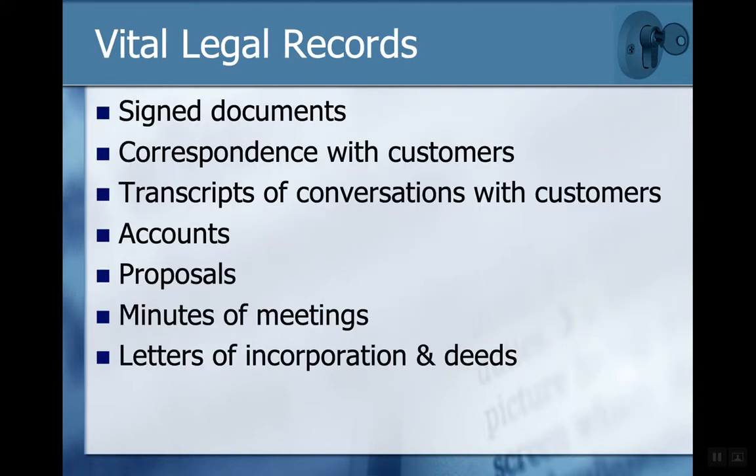There are critical legal records that you'd want to have. You want to make sure those would be maintained outside of the organization in a protected state. So these are all sorts of legal documents: correspondence with customers, contracts, proposals, letters of incorporation, and deeds, everything that you need from a legal perspective that you'd want to maintain.